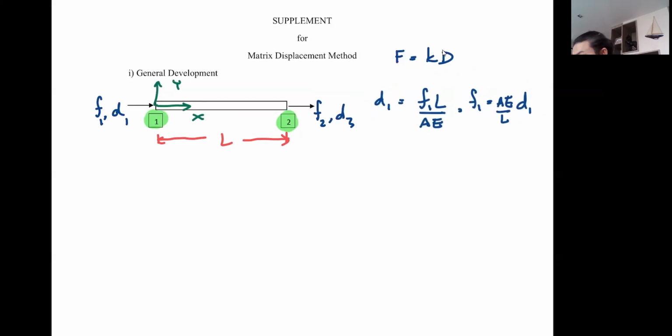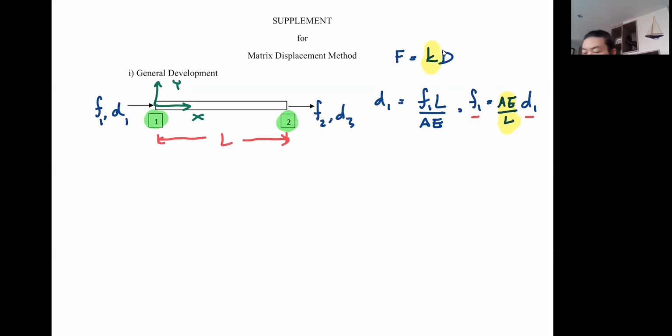Okay, now let me rewrite this. Oops, sorry. So it looks a little bit more beautiful. I was confined by the space. AE over L and D1. Notice that this is F, this is D. So naturally, oh, what is that? This looks like the stiffness a little bit, right? And I can also try to write F2 as well.